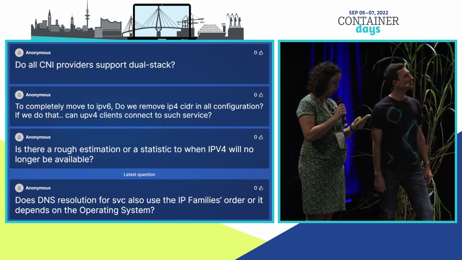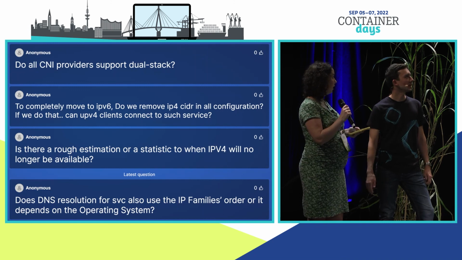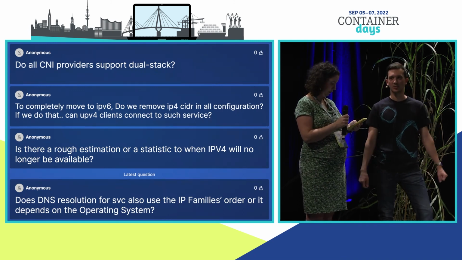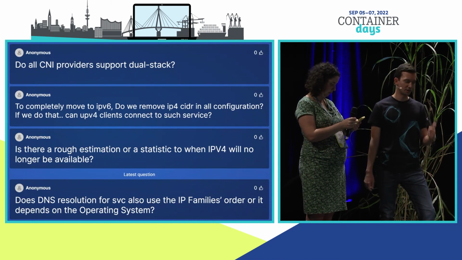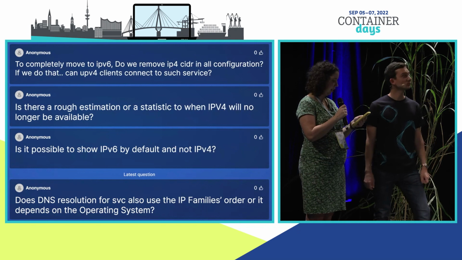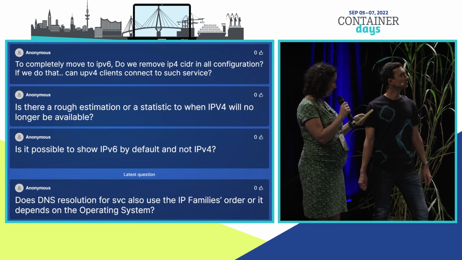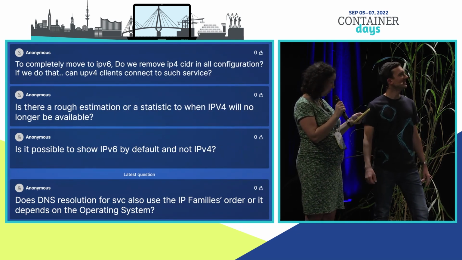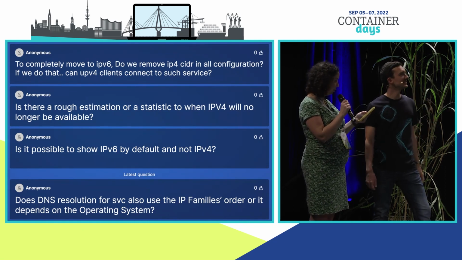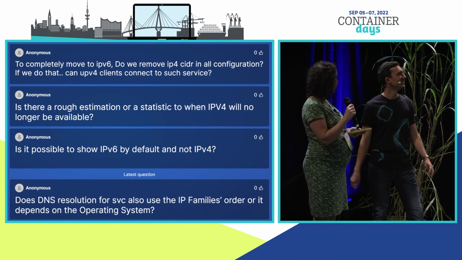Cool. Do all CNI providers support dual stack? Not all, but the major ones do support it. So Cilium, Calico, Canal support dual stack. Okay. To completely move to IPv6, do we remove IPv4 in all configuration? And if we do that, can I assume that IPv4 clients connect to such services?